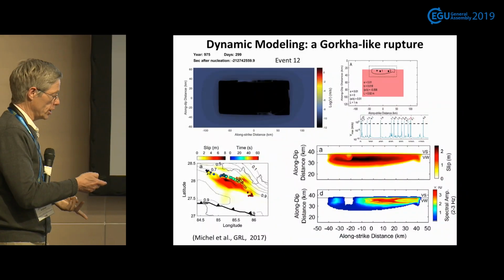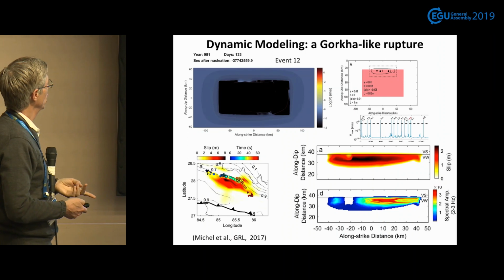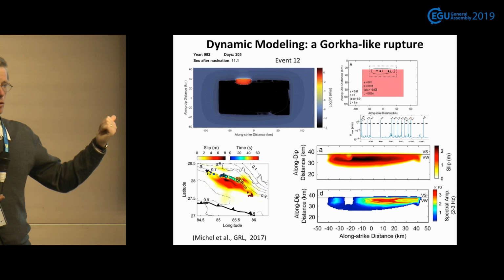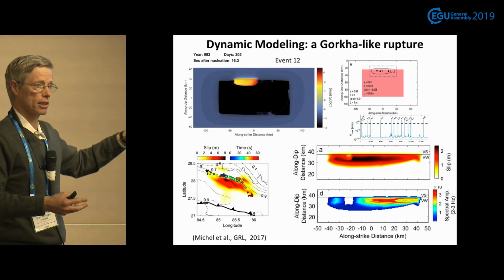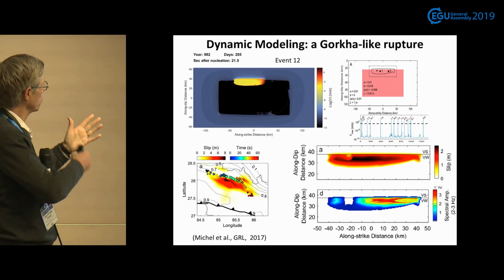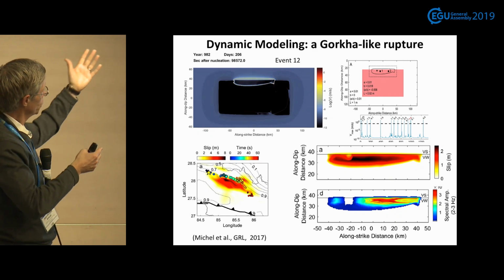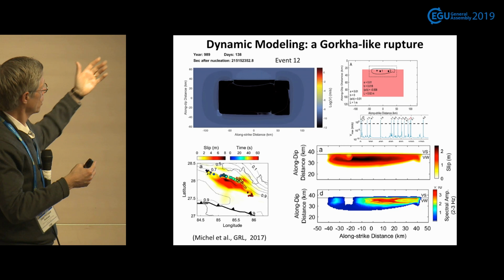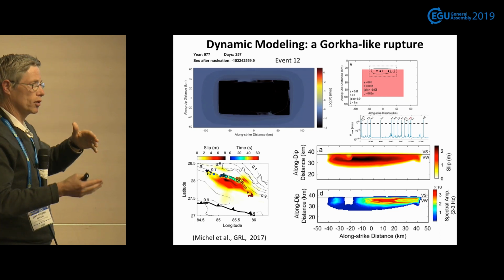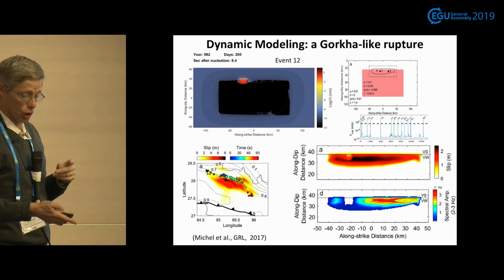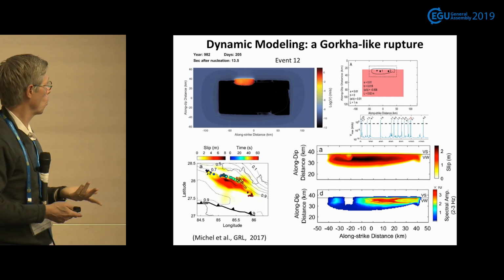So here is an example of a dynamic simulation that was tried to reproduce the Gorkha earthquake. I'm not going to tell any detail about that. The message is that we can now develop dynamic models that reproduce things like the Gorkha earthquake. The future is to use such dynamic models to try to understand how the smaller earthquakes, like Gorkha, relate to the really large earthquake that needs to happen once in a while.